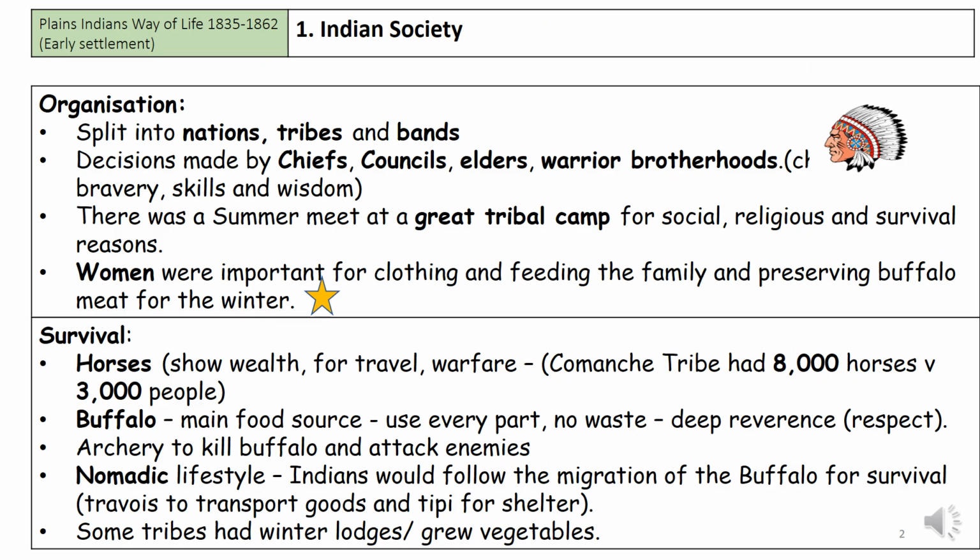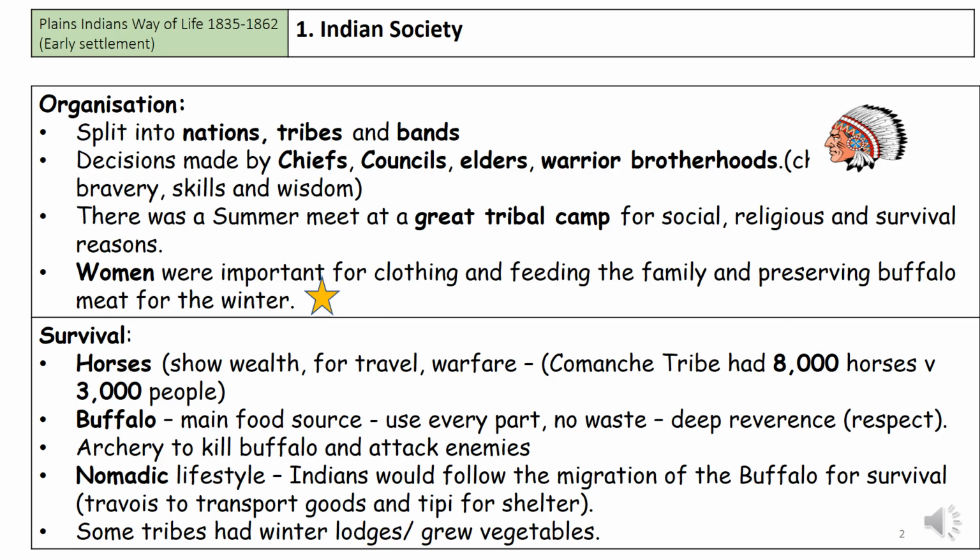Okay, going to start with Indian society first of all, and you need to know how it works because it helps explain conflict a bit later on. So in terms of organisation, Indians split themselves into nations, tribes, and bands. I think it probably is worth saying here as well that in the exam they will refer to them as the indigenous people of the plains, but you calling them Indians or Plains Indians is absolutely fine here.